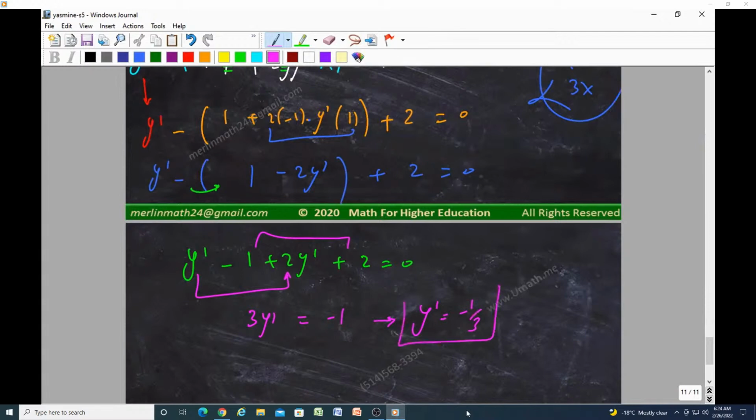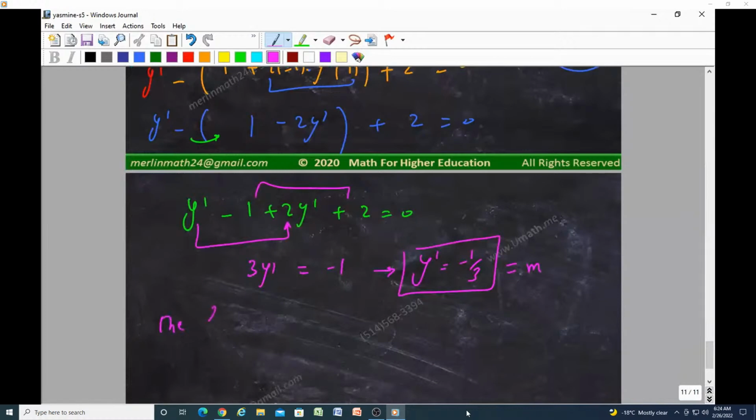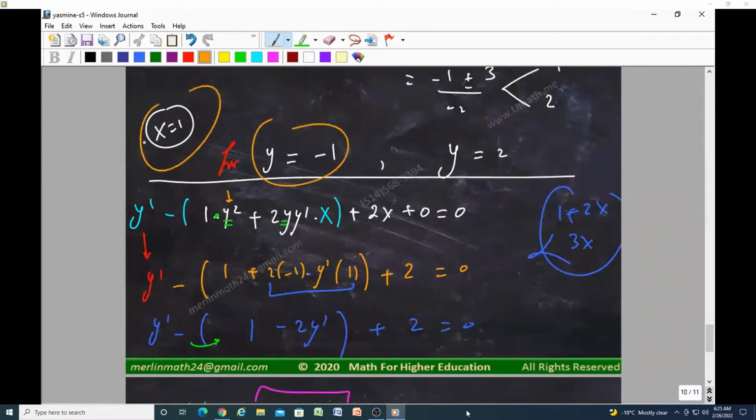Okay, so y prime is minus 1/3, so this is m. Now we have the first and second equation. The first tangent line would be y equal mx plus b. Now we have m, but you expect to get b, so there's a question mark. What is b? We don't know. So what do you do? You replace y and x that you are working in, 1 and minus 1. So let's replace to find b.